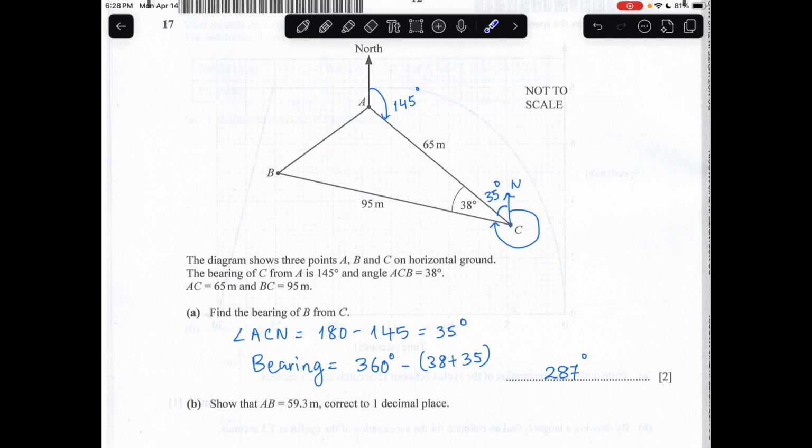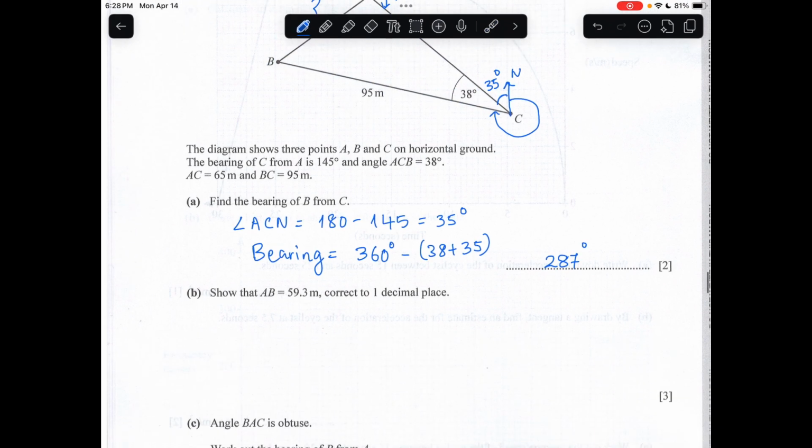Part B, show that AB is equal to 59.3 meters, correct to 1 decimal place. So we need to calculate the length, or show the length that is equal to 59.3. So we are interested in this side, and what do we have? We have a triangle with 3 sides. One side is missing, 2 sides are given, and 1 angle. So this is the cosine rule. So we're going to make use of the cosine rule.